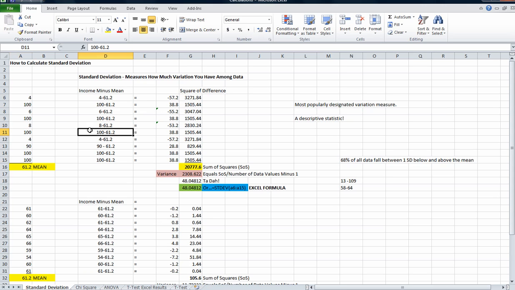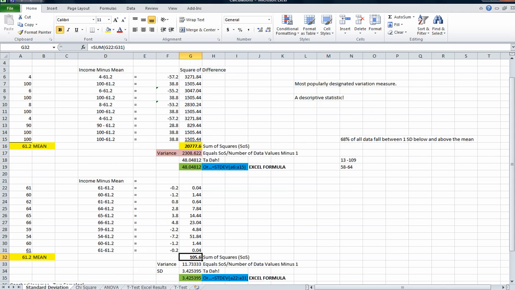So going back, you square the difference for all data points and then add them up to get the sum of the squares, which in this case is 20,000. Now compare that to this one, which has, as you can just look at it, very little variation in the data versus the mean, 105. So you can already see it's a lot different.